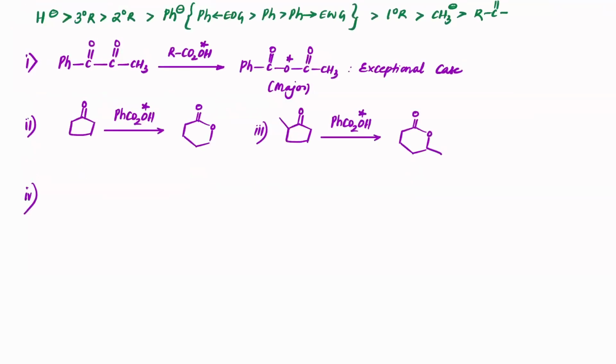Fourth one: if you have simply a ketone here, and then we are reacting with PhCO2OH. In that case, we will get this as O here and ethyl here. So this is the product formation. Okay.